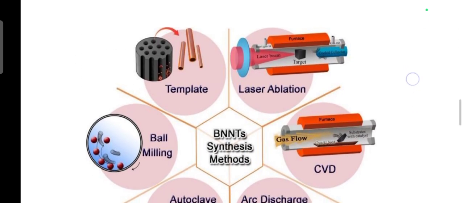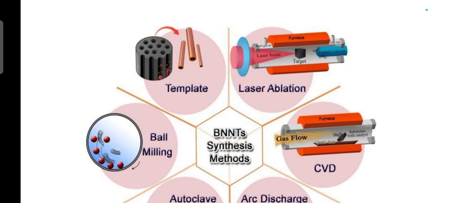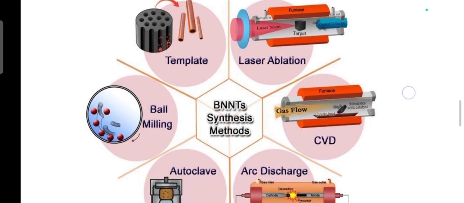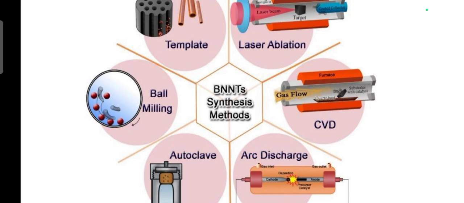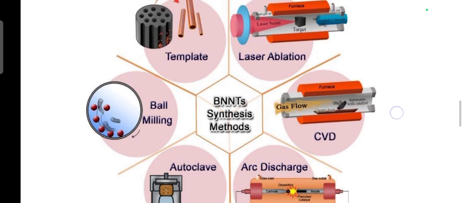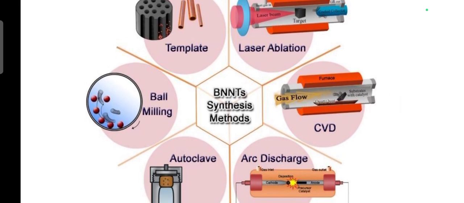There are some images of all the processes that we discussed earlier. There are some pictures that we discussed above: laser ablation, template, ball milling, CVD, arc discharge, and autoclave method, boron nitride nanotube synthesis methods. These are the methods that we discussed above.